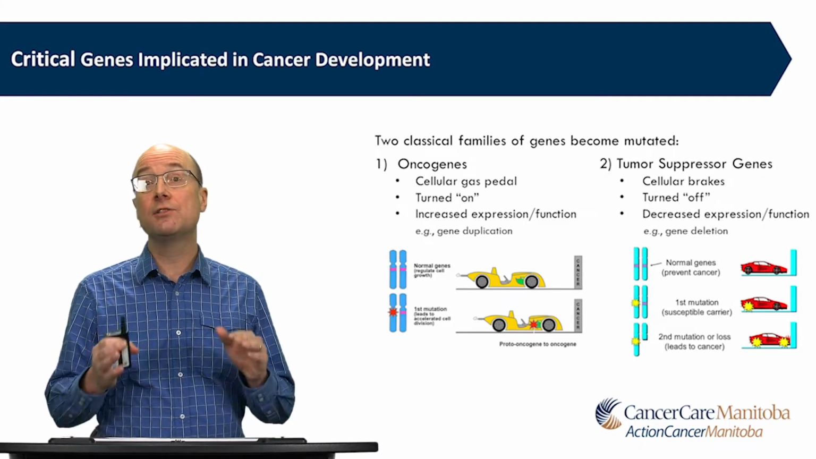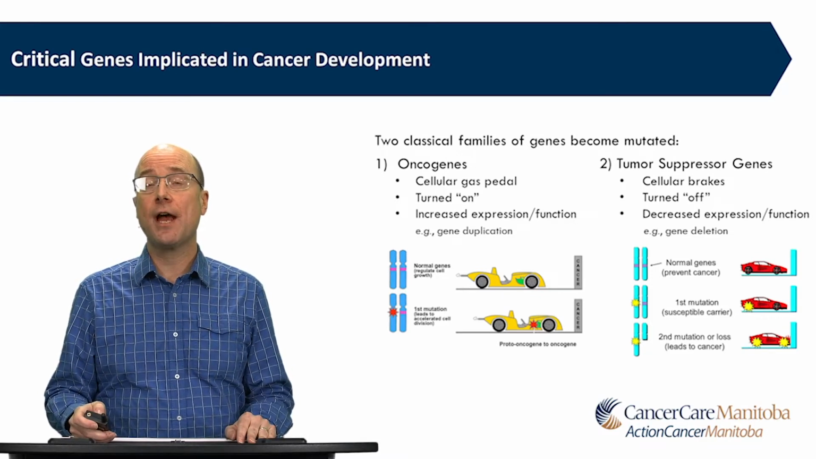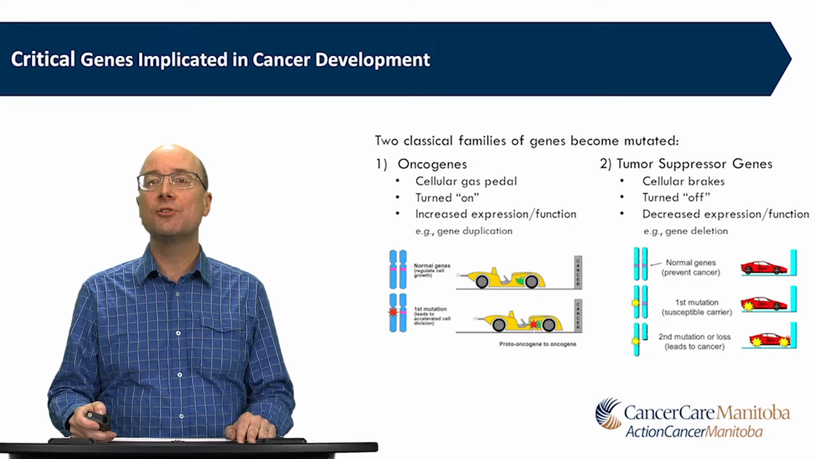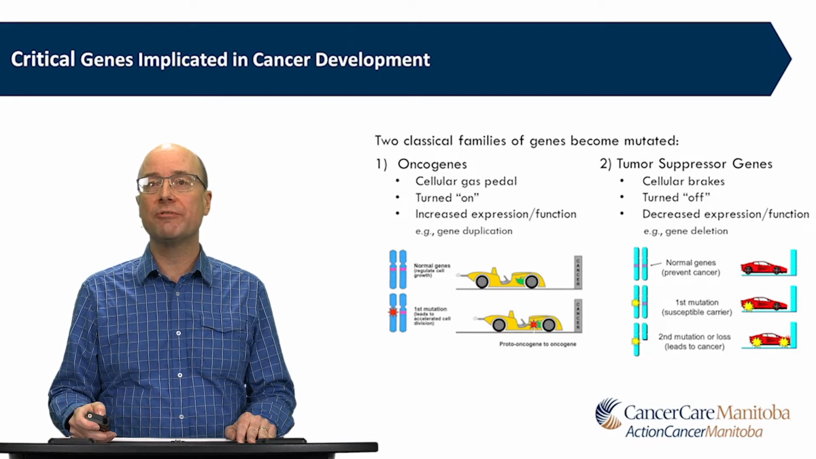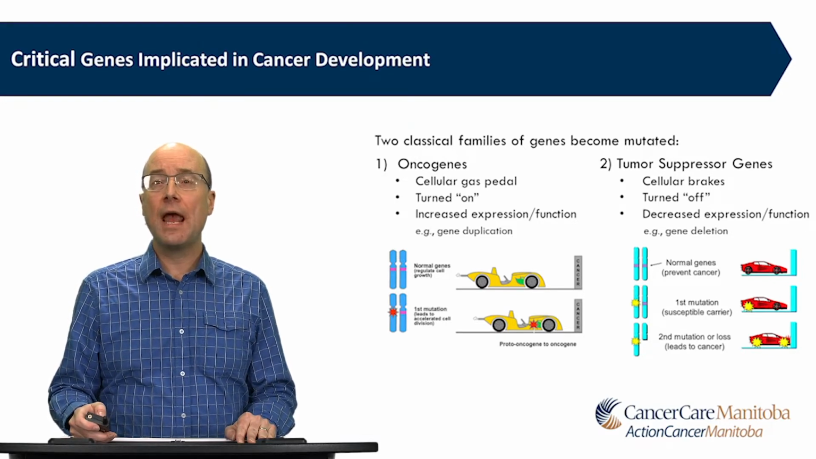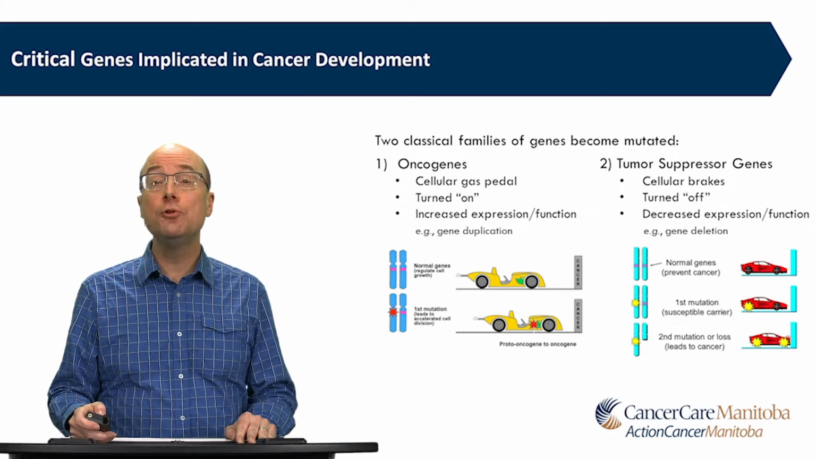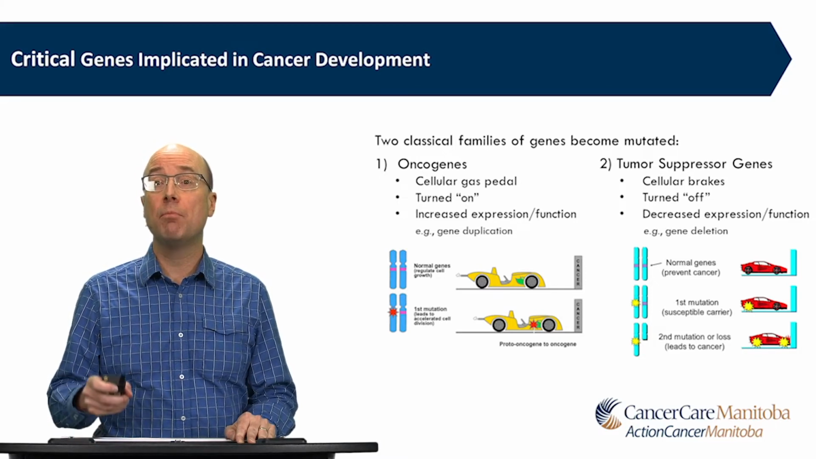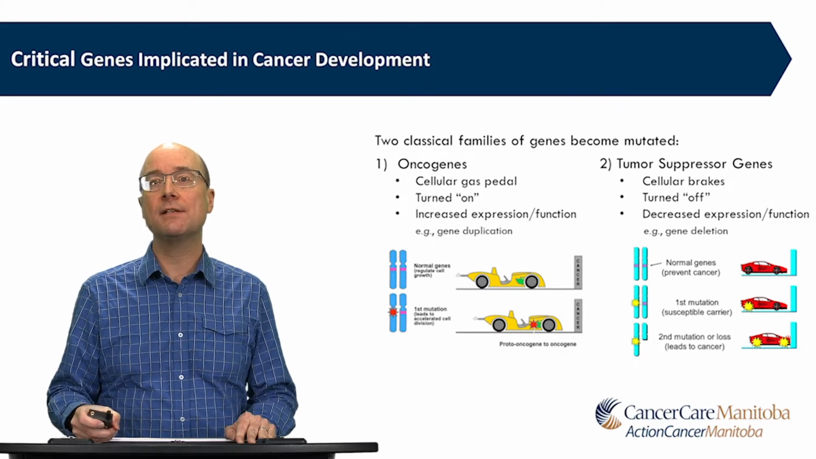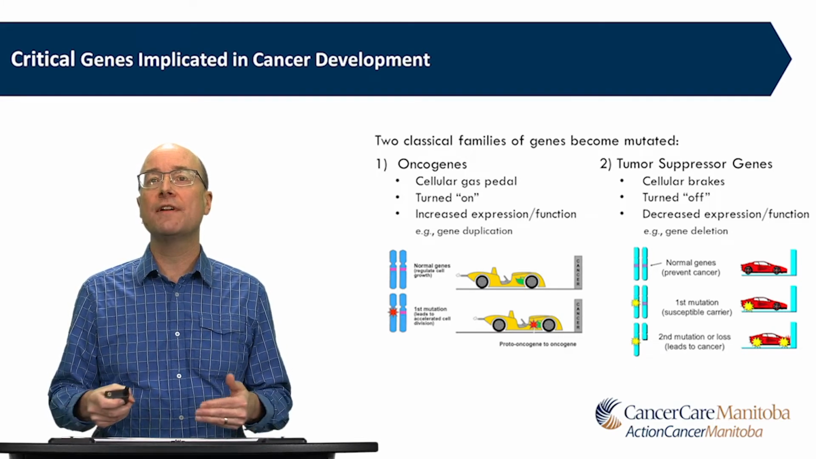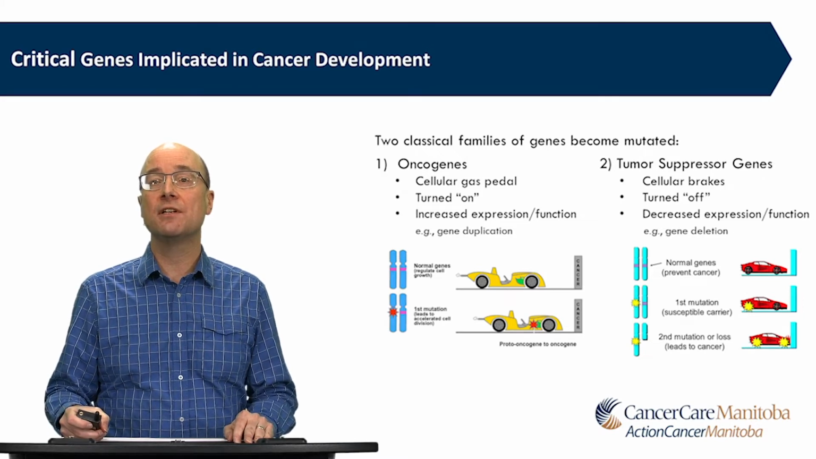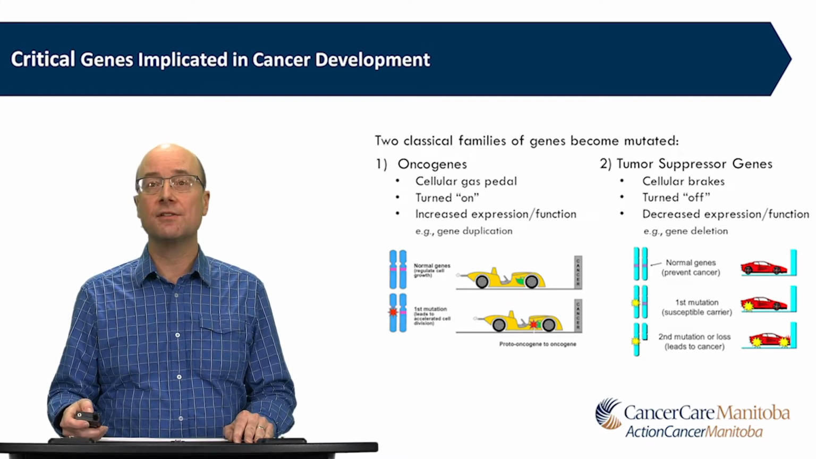The second genes, which really keep those oncogenes in check under normal conditions, are referred to as tumor suppressor genes. And in a car analogy, these are really referred to as cellular brakes. And in fact, in most cancers, you lose both of the cellular brakes, both your pedal brakes as well as your emergency brakes. So these genes are turned off, and as a result, they are often decreased in expression or function in many different cancer types.